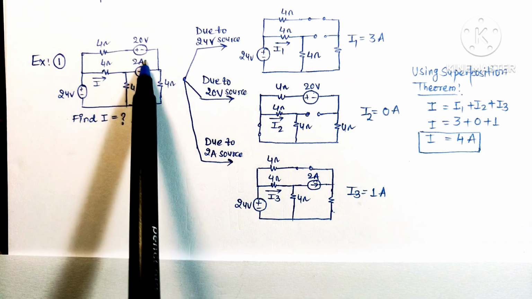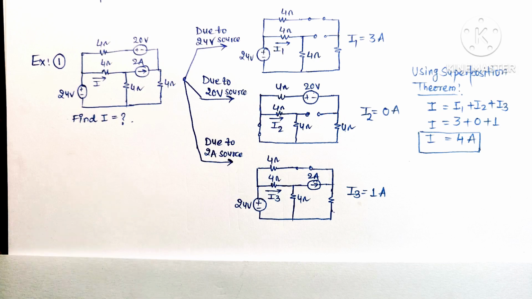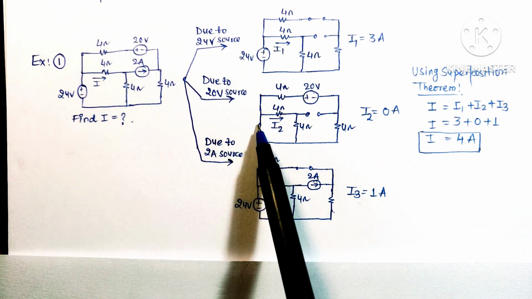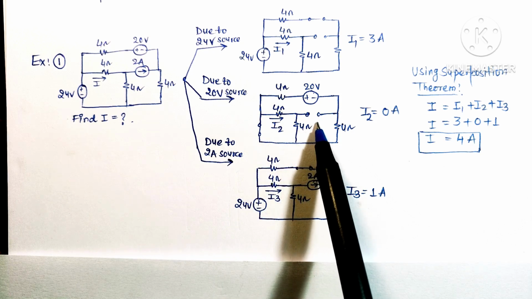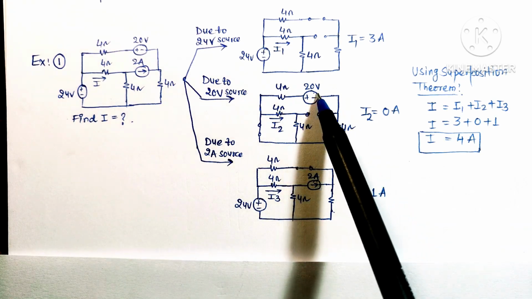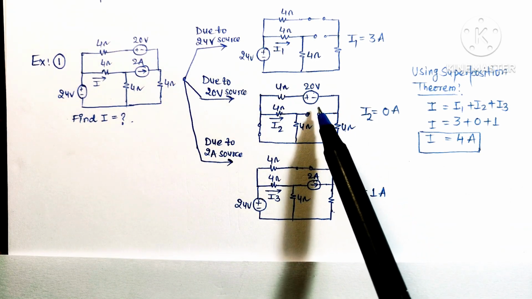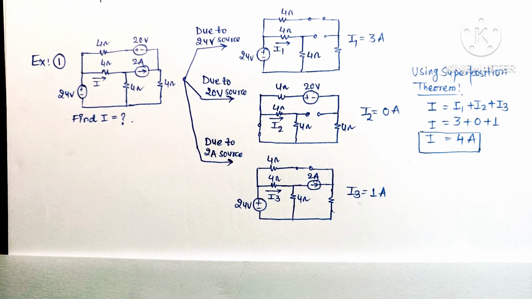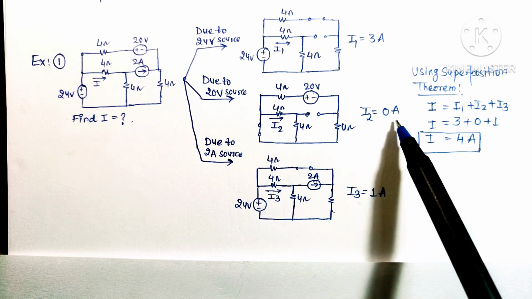Similarly, if the 20 volt voltage source is taken into consideration, then the other voltage source will be short circuited and this current source will be open circuited. So here this voltage source is short circuited and this current source is open circuited. Now this 20 volt voltage source will produce an effect at this branch which will generate I2 current in this circuit. So after calculation we can find out the I2 value is 0 ampere.